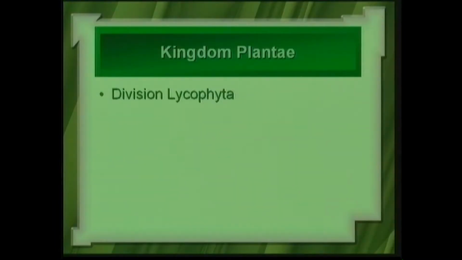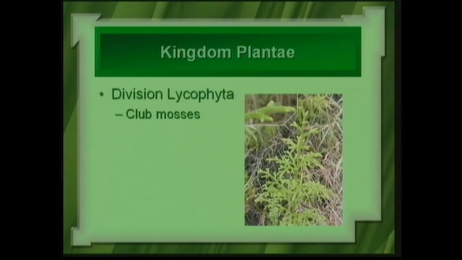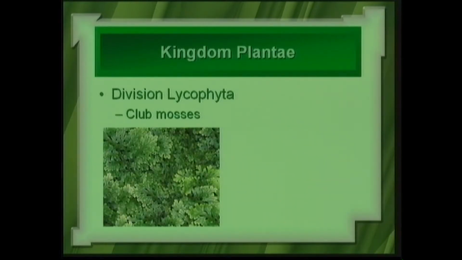Okay, the next division we're going to do pretty fast here. The next division we're going to talk about are the lycophytes, or the Lycophyta. They're also known as the club mosses. So this here is a plant that bears spores as well. Another kind of plant in here is called Selaginella. They bear their spores in sporangia. They don't actually make seeds.